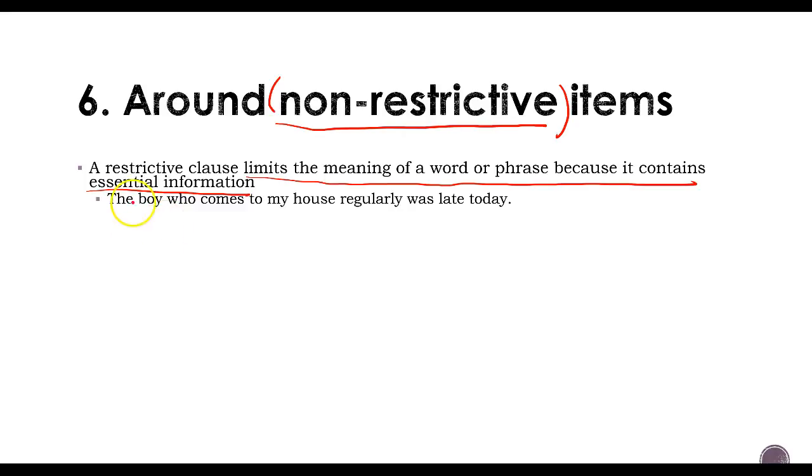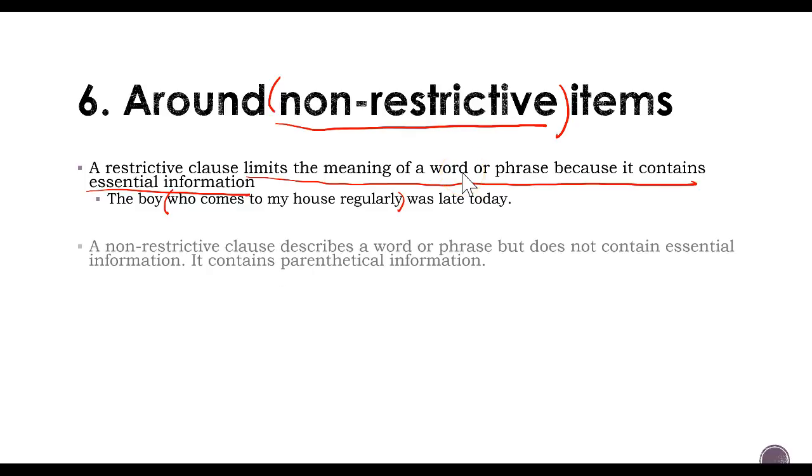information. The boy who comes to my house regularly was late. So in this case, the phrase "who comes to my house regularly" is limiting the boy. So "the boy was late today" is not the same as "the boy who comes to my house regularly was late today." This is essential information, so we don't put commas around it because it's a restrictive phrase. So: the boy who comes to my house regularly was late today.